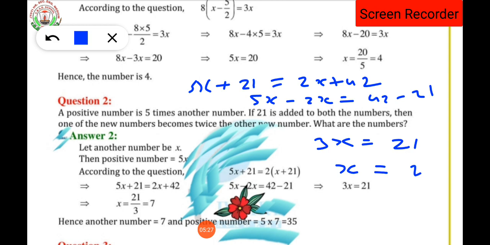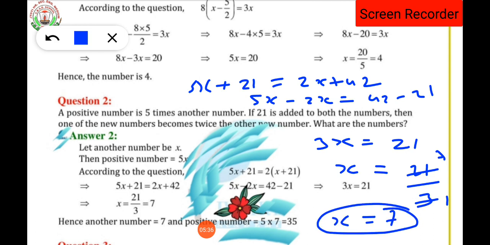Now x is equal to 21 divided by 3. So 3 ones are 3 and 3 sevens are 21. So the value of x we are getting is 7. Now since the positive number is 5x, x की वैल्यू मिल गया ना. अब पॉजिटिव नंबर 5x है उसकी भी वैल्यू फाइंड करेंगे.